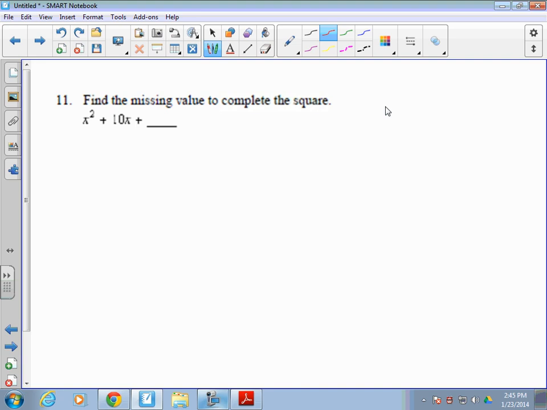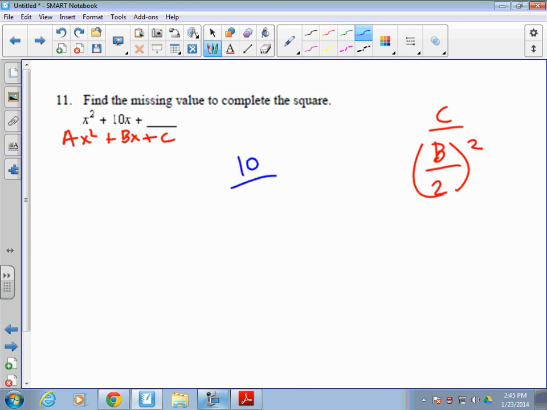Number 11 says find the missing value to complete the square. We're looking for C. This says ax squared plus bx plus c. We're looking for c. In order to find c, you take b, you divide it by 2, and you square it. B's value in this case is 10. Divided by 2 is 5, and 5 squared is 25. So plus 25.